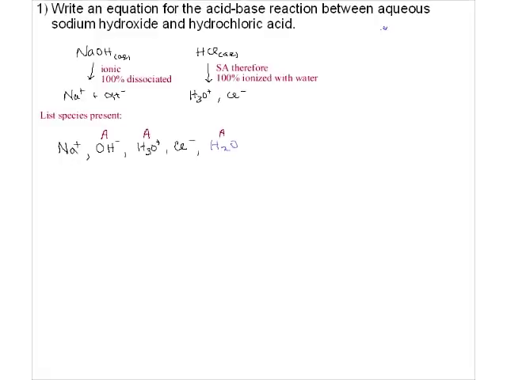Hydroxide? Absolutely, that's a base. That's going to be from sodium hydroxide. H3O+? No, that's not going to be a base. You can't get any more hydrogens there. And chloride can be a base, and water can be a base.